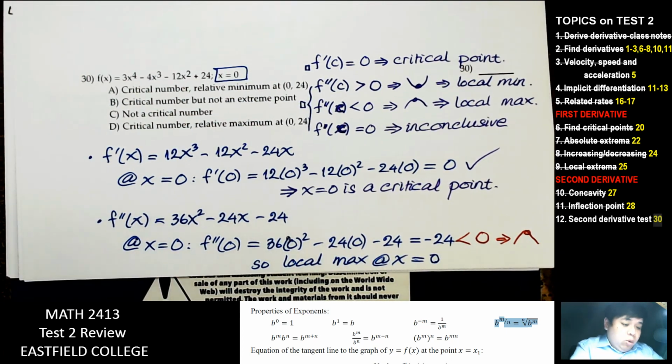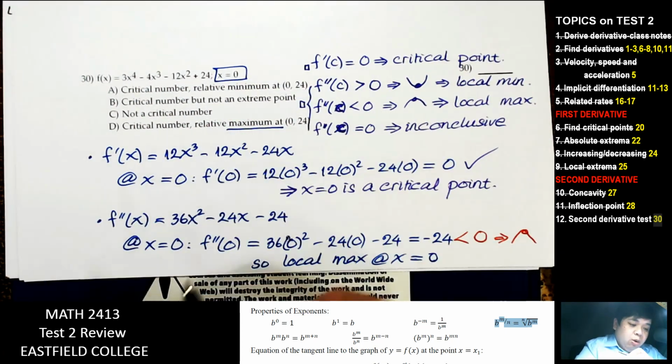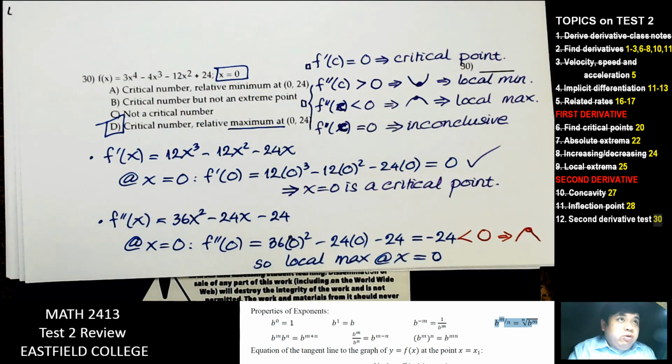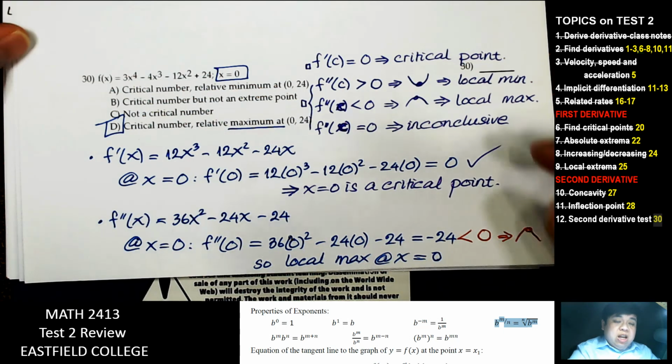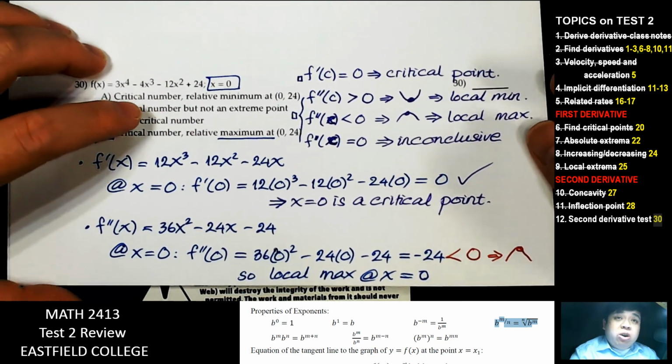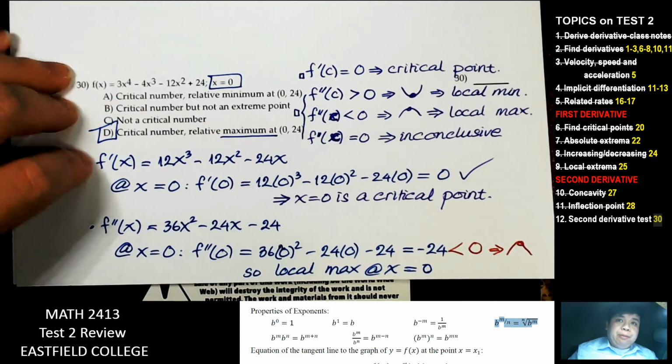We just need to identify that it is a local max, and that will be good enough. We do not need to find the y values, because the second derivative test is just a test, so it will tell us if it is a local max or local min. We don't really need to find the y values.